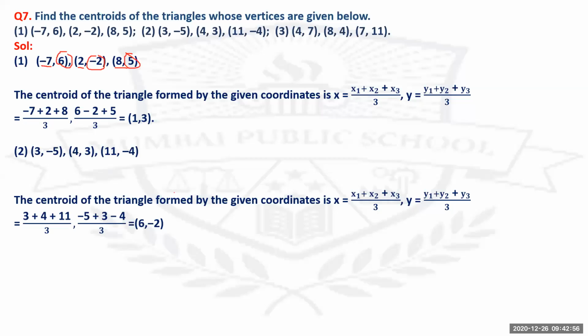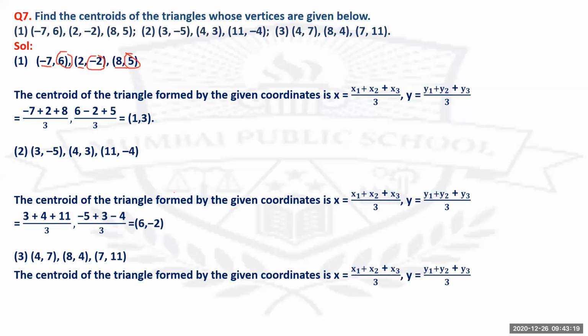Minus 5 plus 3 minus 4 is minus 6. So minus 6 divided by 3 will give you minus 2. So the value of y is minus 2. Therefore, the coordinates of the centroid are 6 comma minus 2.